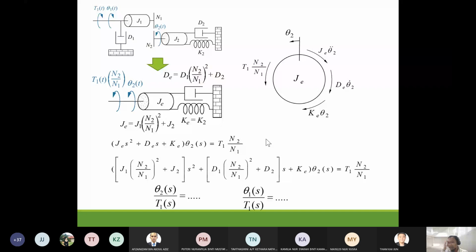Okay, so for this chapter, you need to understand how to transfer the impedance. That's the most important. So before you can transfer impedance, you need to identify which one is your source and which one is your destination before you can perform the transfer. Then after you transfer everything, you can redraw the system, and draw the free body diagram and write the equation of motion.